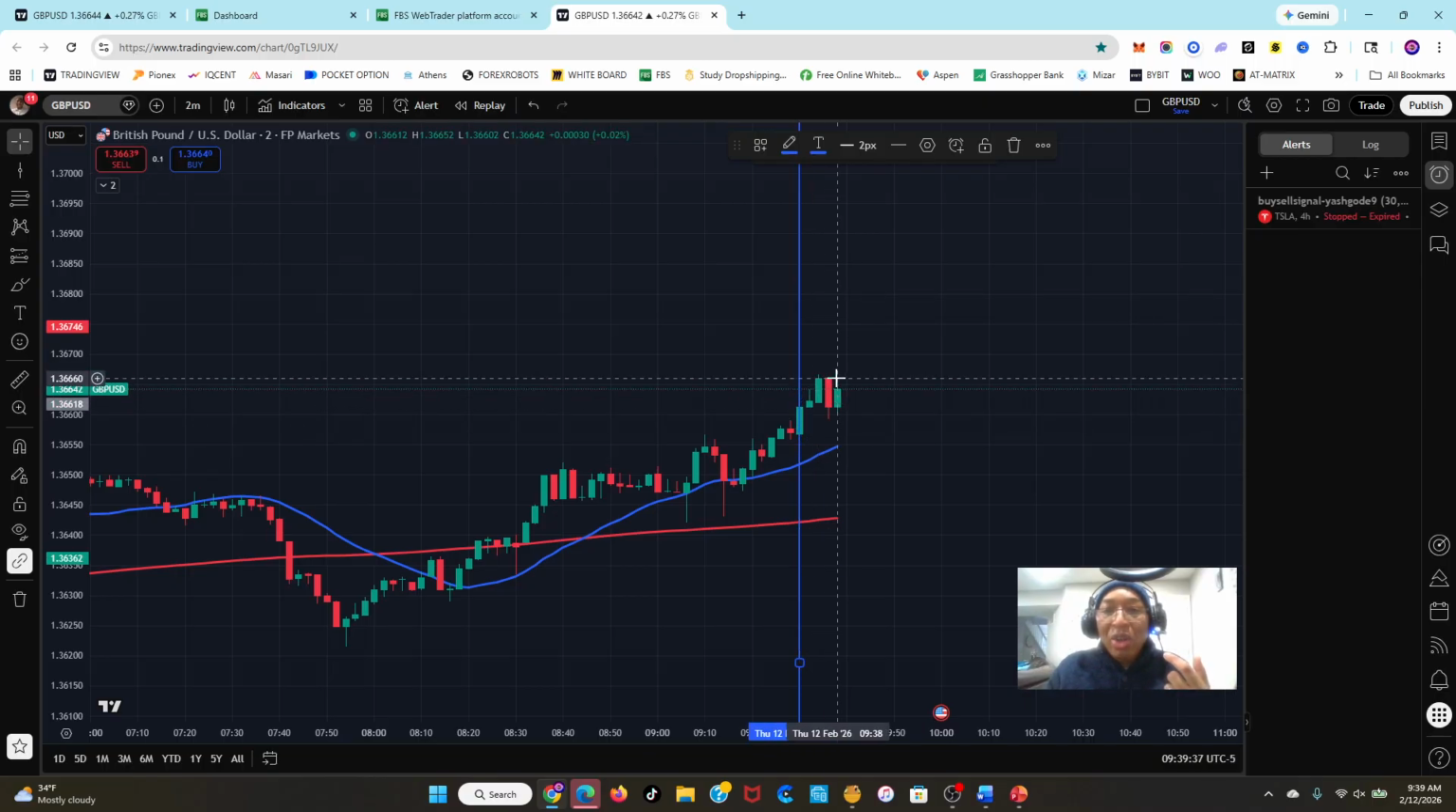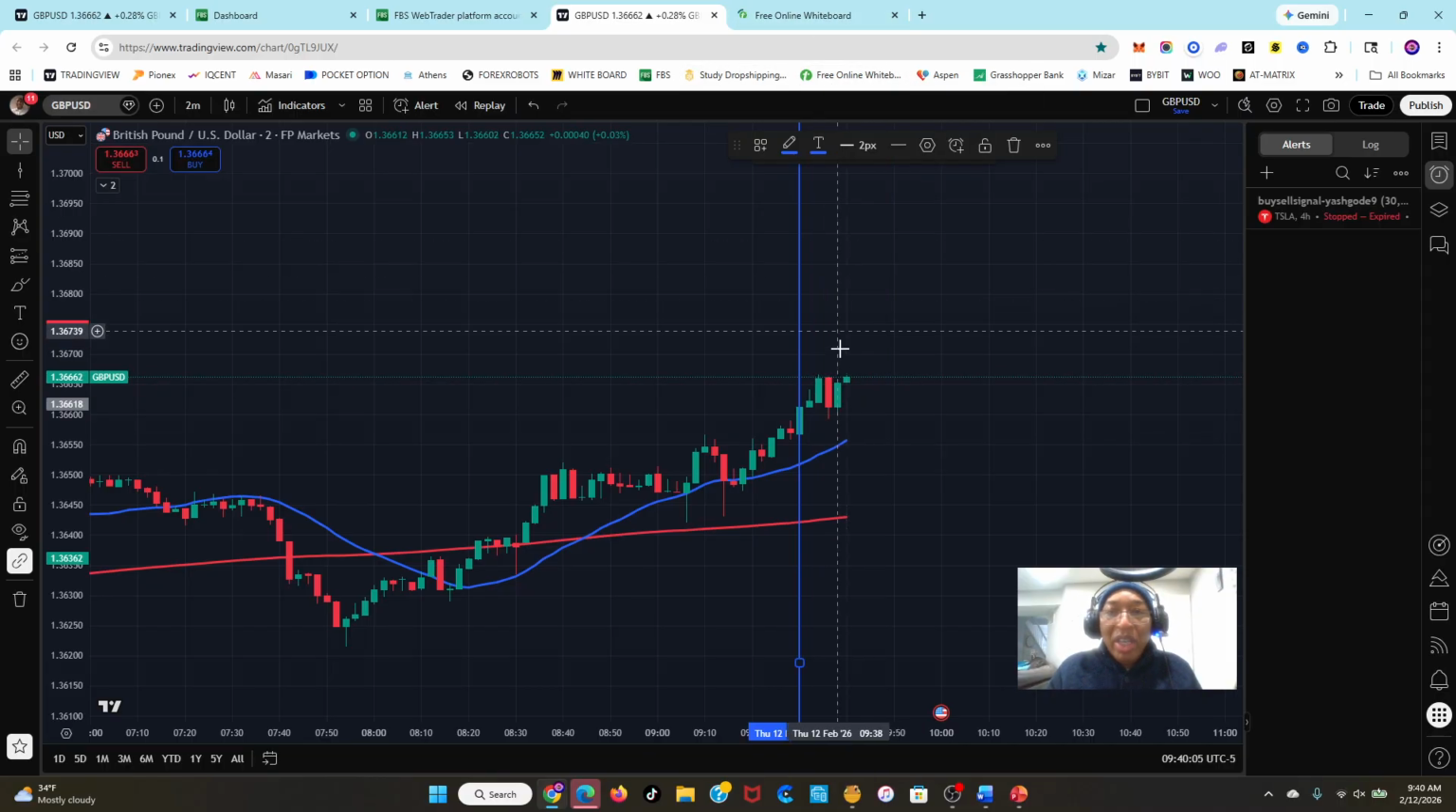Now, if this candle takes out the red candle, we're going to enter another trade here. If this candle takes out the red candle, then we know we are going up. So we're going to enter a second portion. We could enter with 25% of our account.